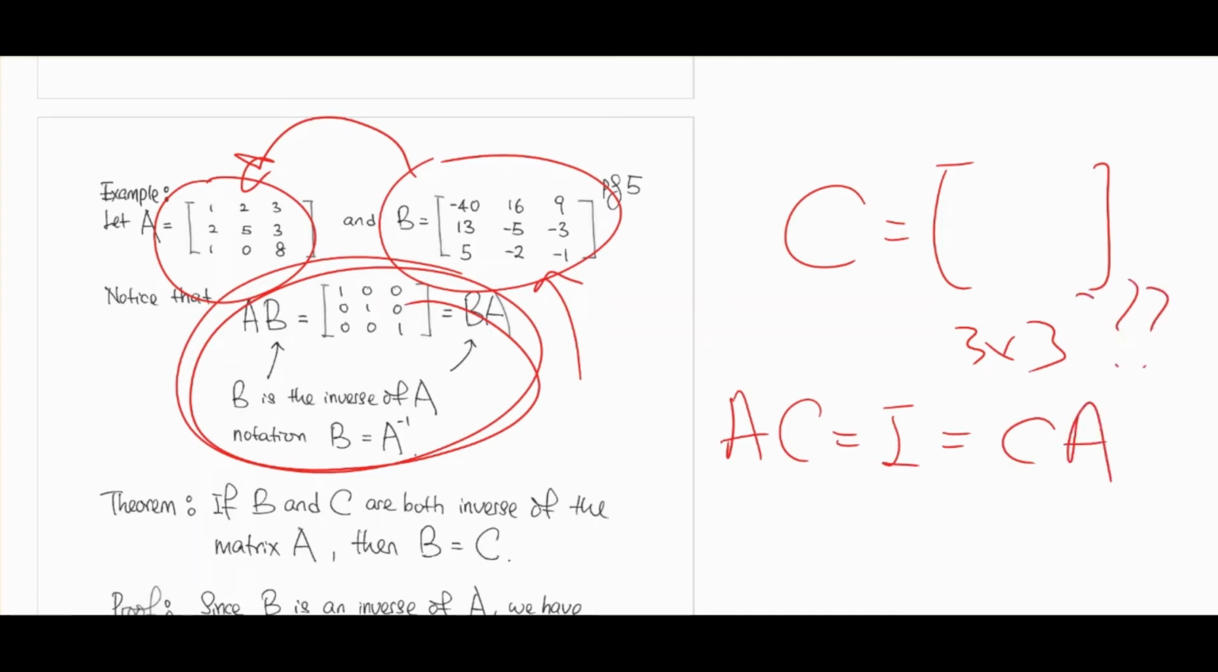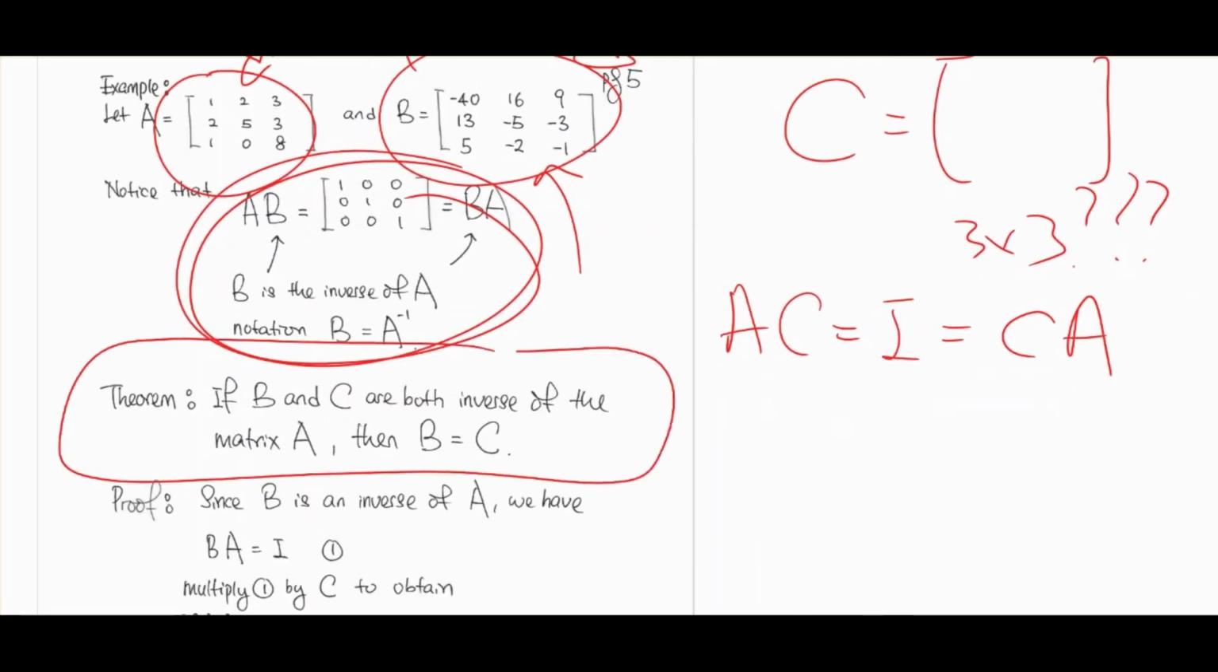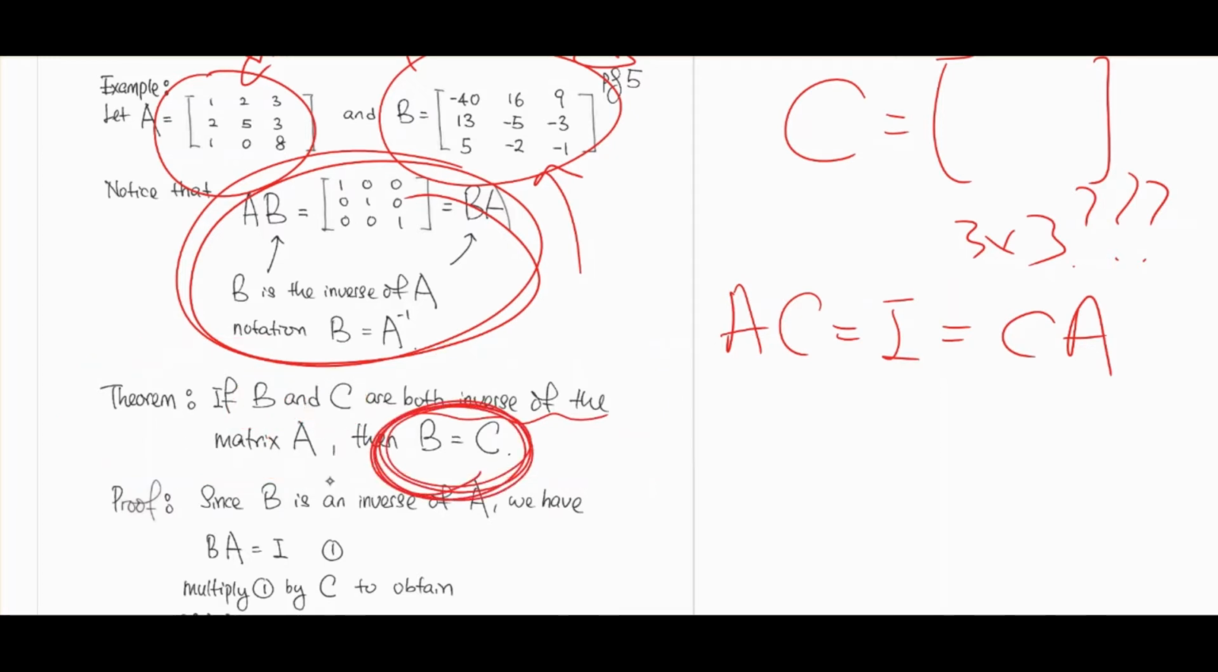So the question here is whether or not the inverse, if you found it, is the only one. Is this the only inverse for your matrix A? And the theorem here says that it is. The answer is that the inverse of a matrix, if it exists, will be unique. The way they say it is that if B and C are both the inverse of A, then B and C are actually the same matrix. That's another way of saying that the inverse of a matrix, if it exists, has to be unique.